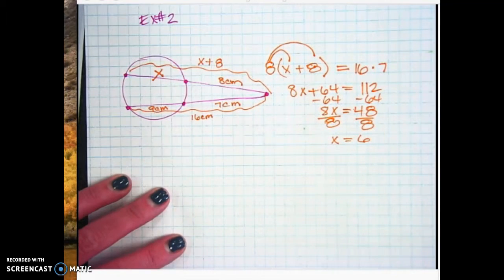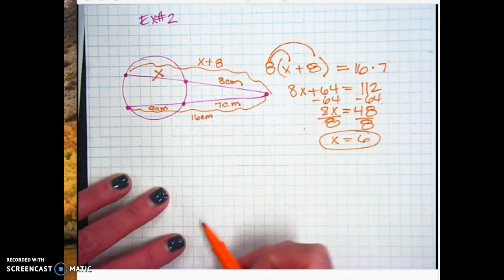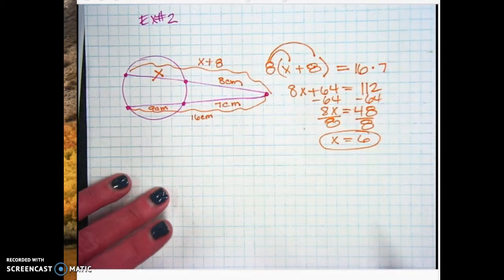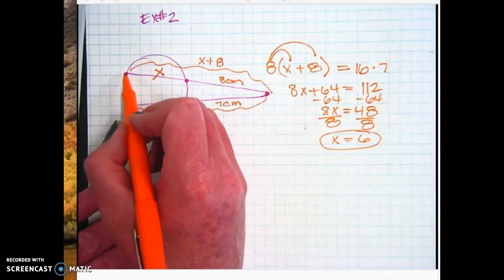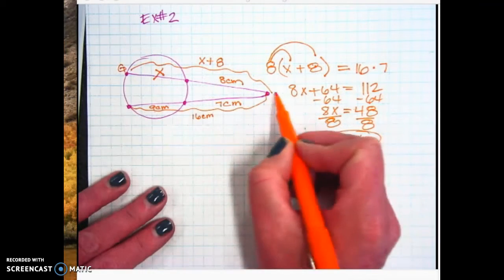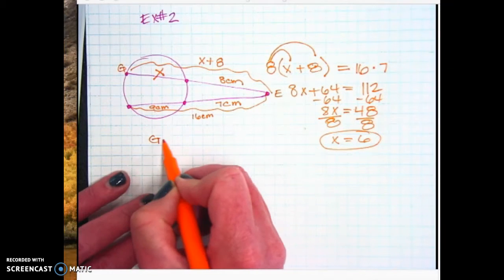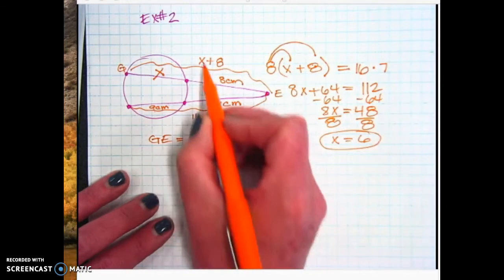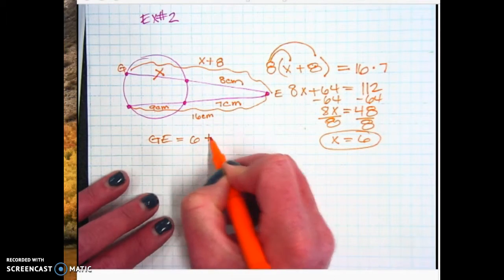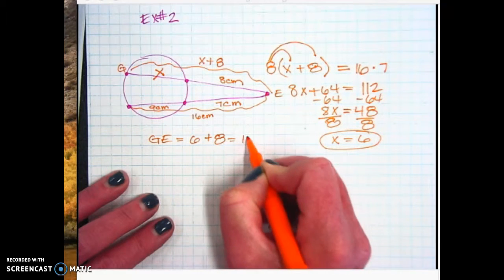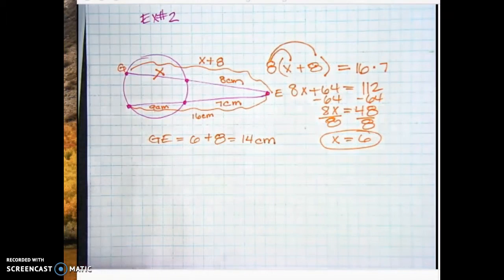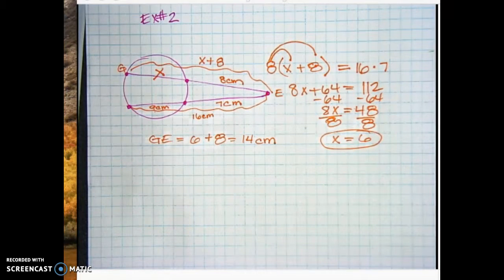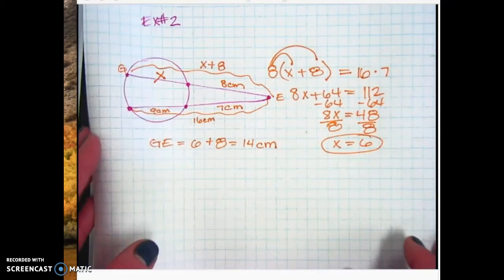All right? Most of the time, they just want you to solve for that x, but every once in a while, they'll ask you the whole lengths. They'll say, what is, okay, so we'll call this G to E. G to E, you would just add the 6 and the 8. So that would be 14 centimeters. This one we already figured out. That was like the first thing we did. All right, any questions on example number 2? All right, one more theorem.